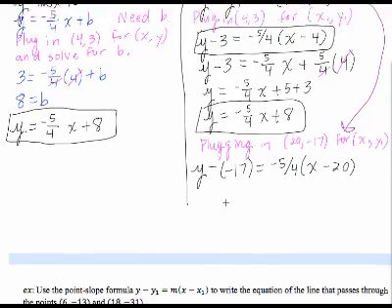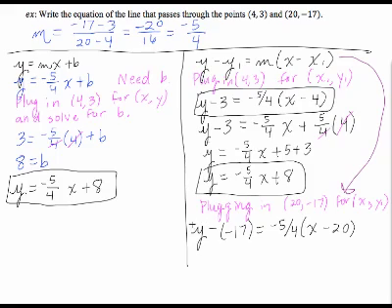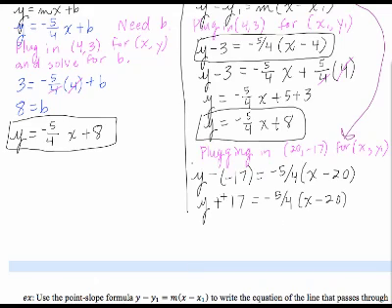But I'm going to go ahead and solve that for y. Actually, I would do one thing. This minus negative 17 is pretty messy. Let's go ahead and simplify that to y plus 17 equals negative 5/4 times x minus 20. Okay, and if we solve this one for y, just to see, you do get the same thing.